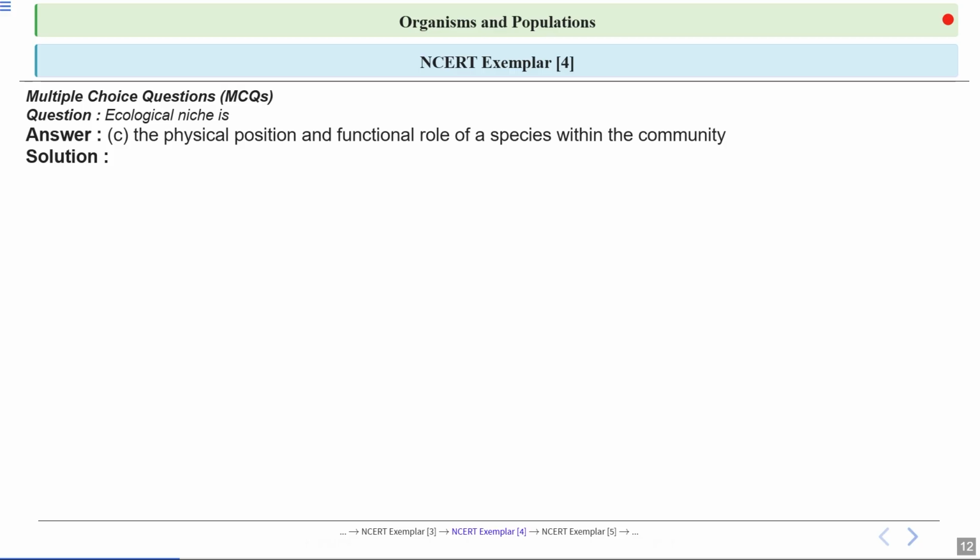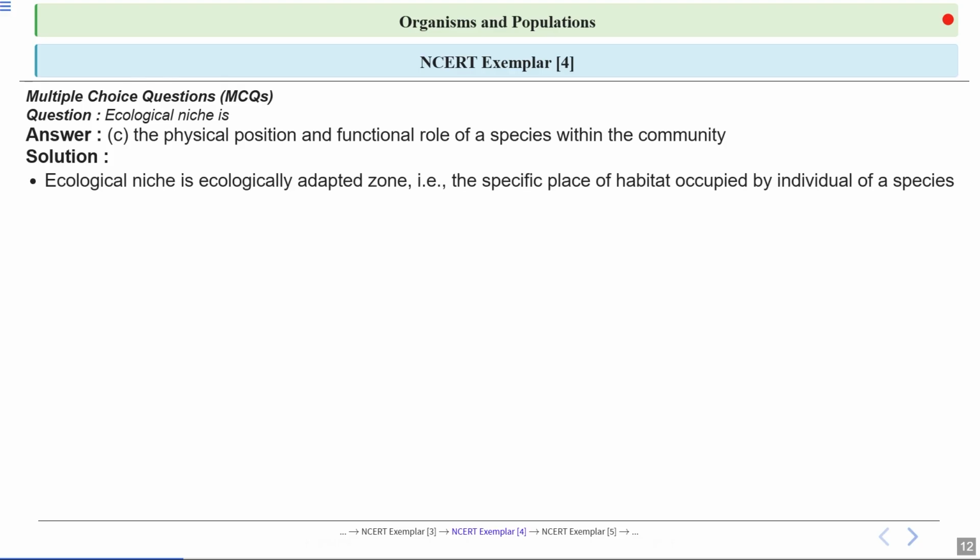So option number C is the correct answer here. The physical position and functioning role of a species within a community. Okay. So what is ecological niche? Ecological niche is an ecologically adapted zone, that is, the specific place or habitat occupied by an individual of a species. For example, a honeybee's niche includes living in a hive and pollinating flowers.